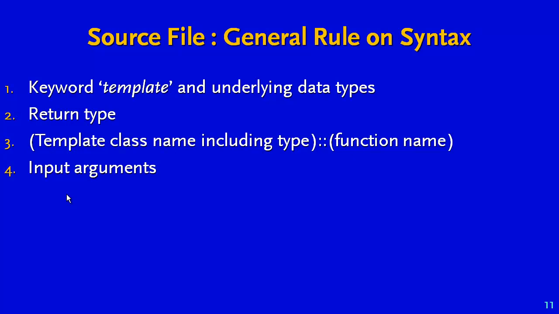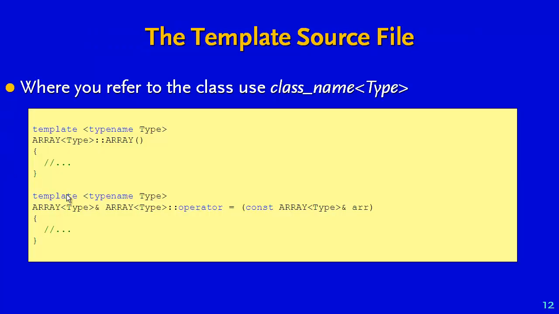Then we give the template class name, double colon syntax, a scope resolution operator. So you give the class name, so this would be Array<T> double colon and the function name. So the function name remains the same. It's got no template stuff in its name, at least, and all the input arguments, which may be templated as well. So let's take an example.